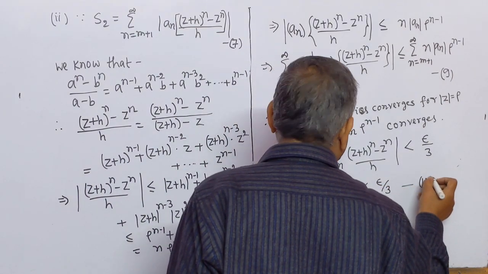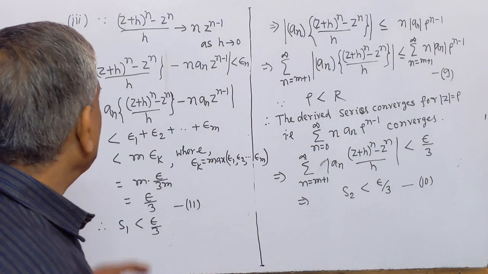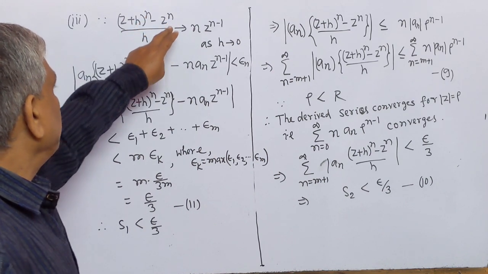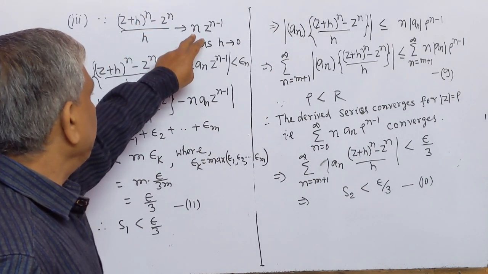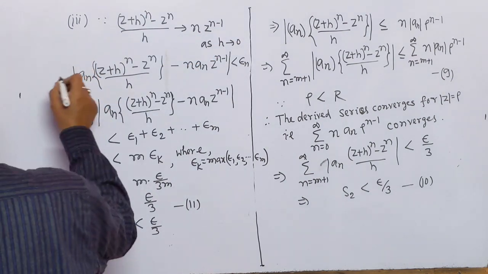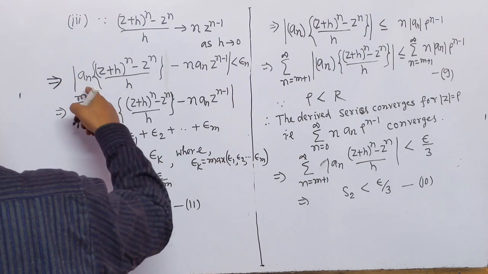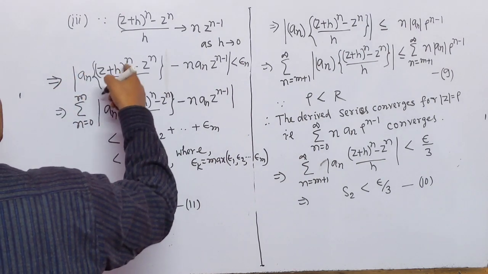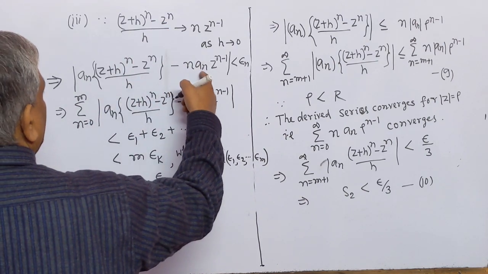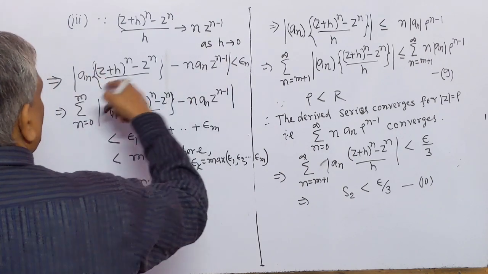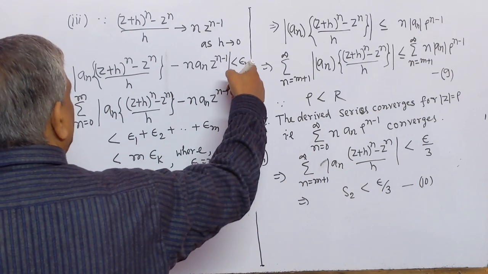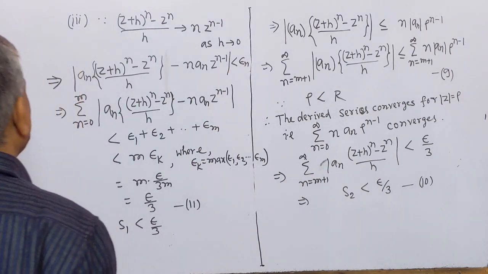This is number 10. Now, number 3. Since (z plus h to the power n minus z to the power n) by h tends to n z to the power n minus 1 as h tends to 0, this means modulus of an into (z plus h to the power n minus z to the power n) by h minus n an z to the power n minus 1 is less than epsilon n. Epsilon n is a very small quantity.